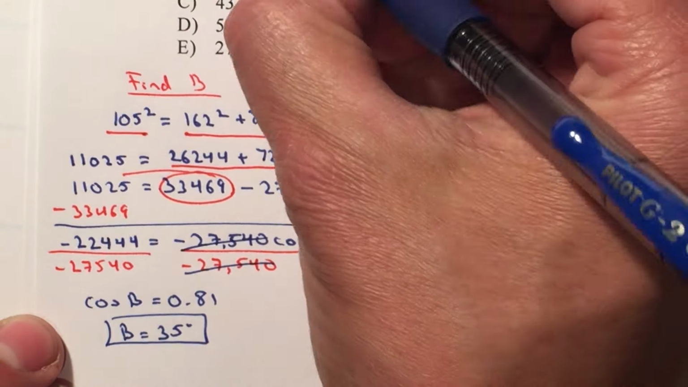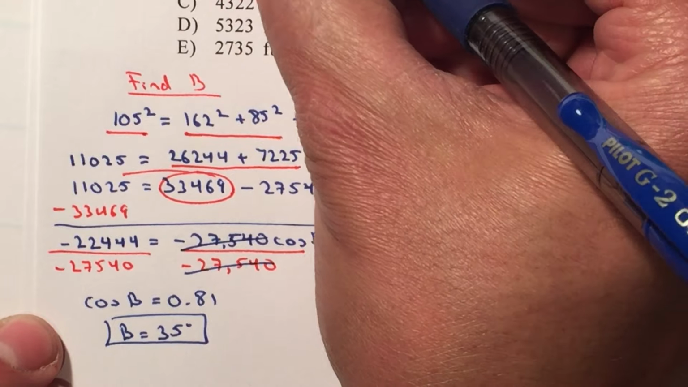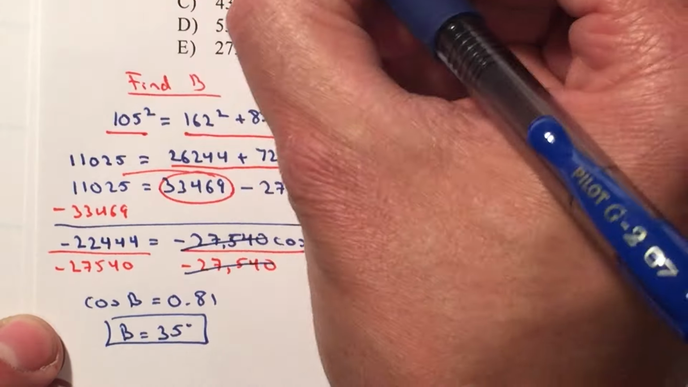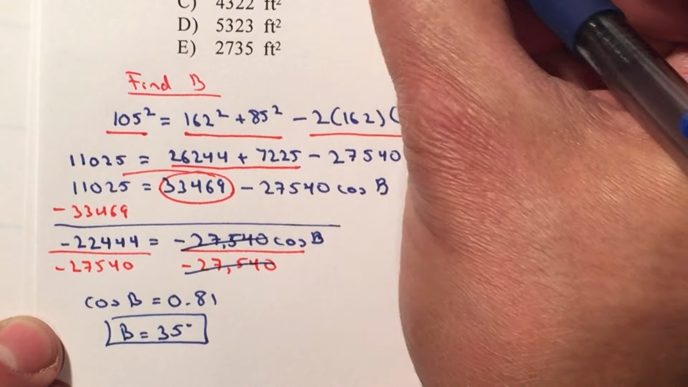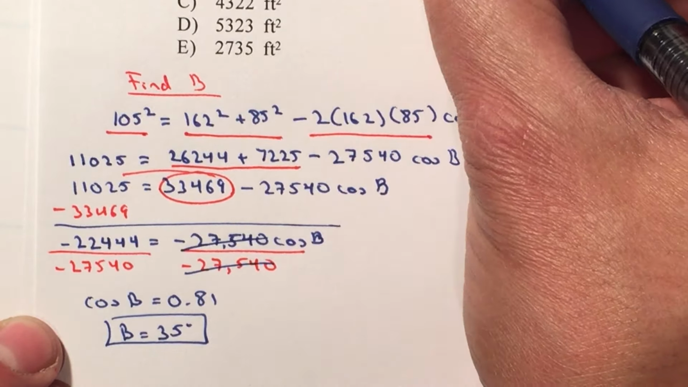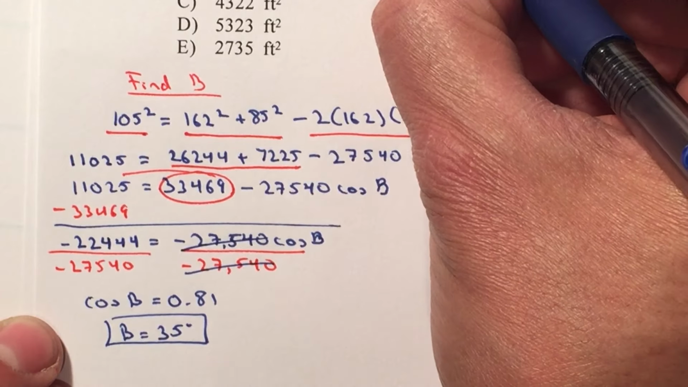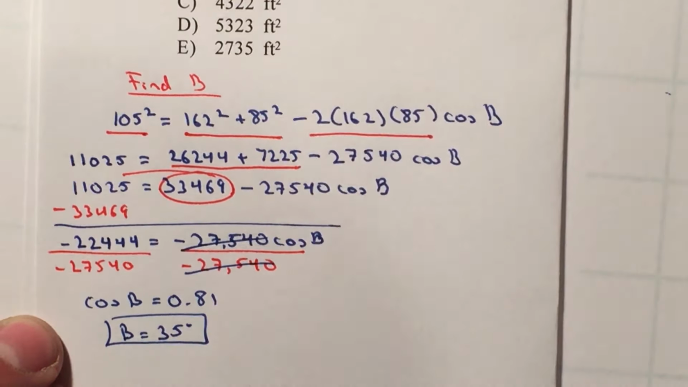So now I can find the area. The area is 1/2 the 2 sides multiplied together, multiplied by the sine of the angle in between, which is 35 degrees. Remember, for the area, you're using sine. And I still have my answer in there.